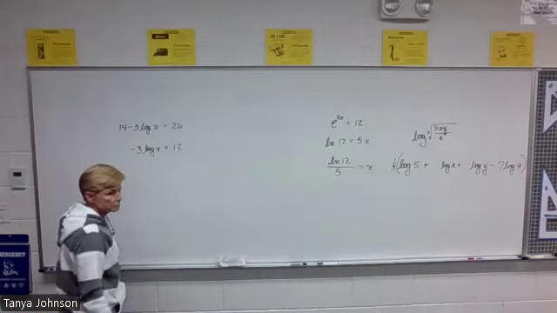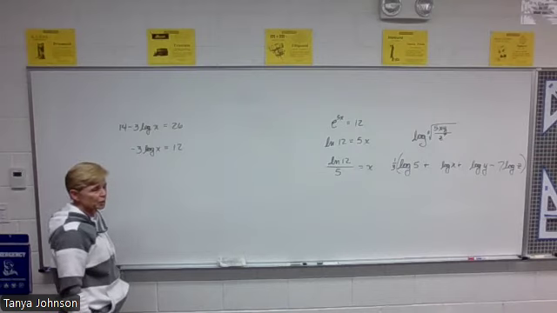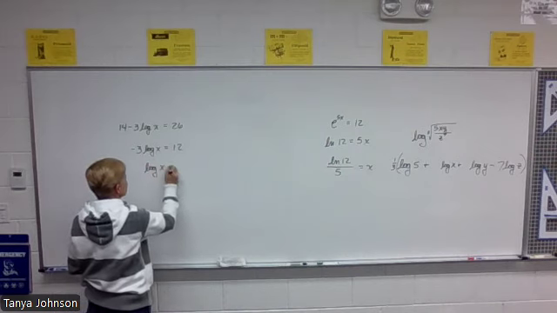Can we divide by -3? You have to. You have to isolate the log before you can change it to an exponent. So you gotta divide by -3, so we have the log of x equals -4.